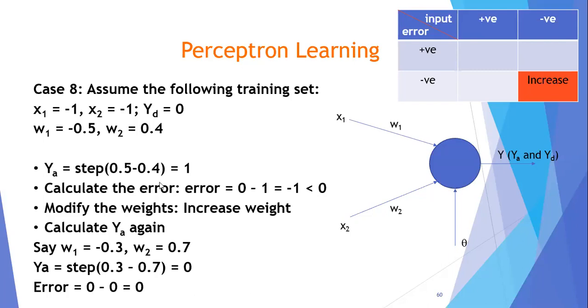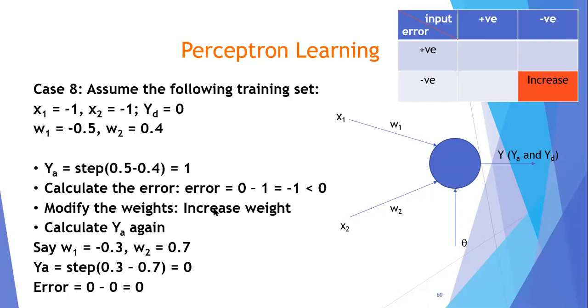Okay. Let me repeat that again. If your error was negative, because your error is yd minus ya, for a negative error, it simply means ya is too high. You have to reduce ya. Now, if your x1 and x2 are both negative, and you want to reduce ya, you have to increase the weights, because you're always taking the product of the input with this weight. If you want to reduce ya, it means you have to reduce X. And since ya is too high in this case, it means you have to increase the weights. This is what we're saying.